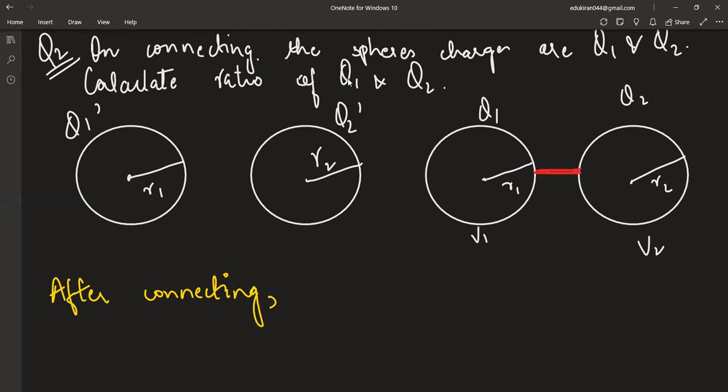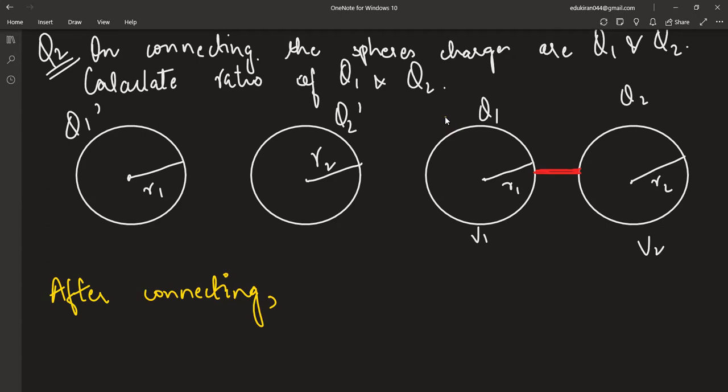No idea. Yes, no, what? Shahid, am I audible? Capacitance will be the same. Why? Potential will be the same.